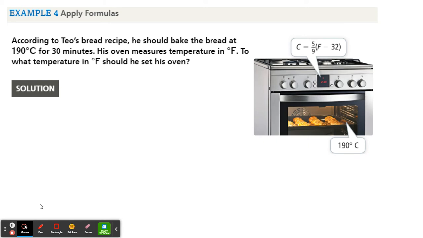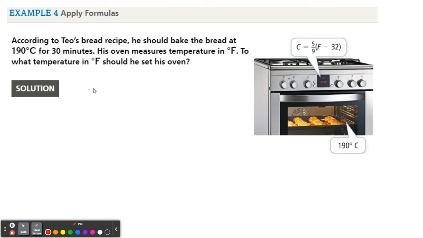Apply formula. So it says, according to Tio's bread recipe, he should bake the bread at 190 degrees Celsius for 30 minutes. His oven measures temperature in degrees Fahrenheit. To what temperature in degrees Fahrenheit should he set his oven? All right, so right now, this equation here is solved for C. So if he knew his degrees Fahrenheit, he can plug it in and get the Celsius out. Well, he knows his Celsius temperature, 190. So we need to solve this equation for F.